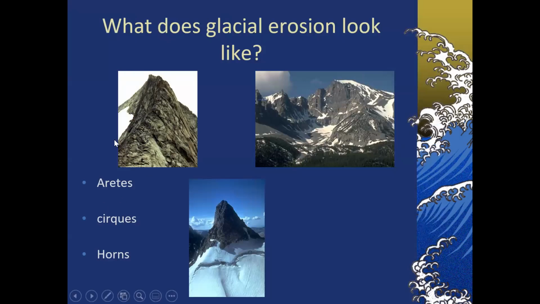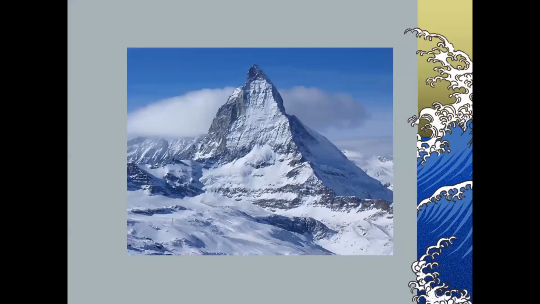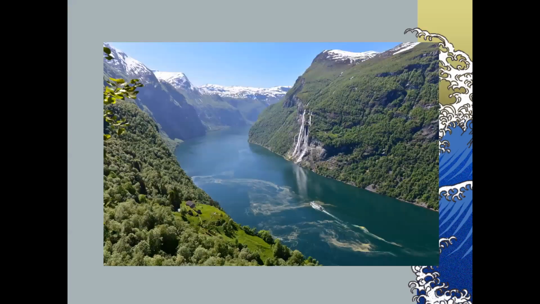So the video again showed you pictures of these cirques, and I think they're pronounced erex, I'm not sure, and a glacial horn. These are all caused by glaciers. Again, U-shaped valley.